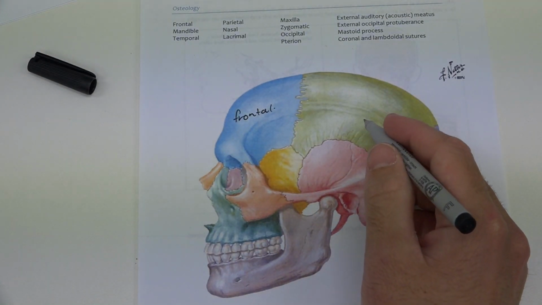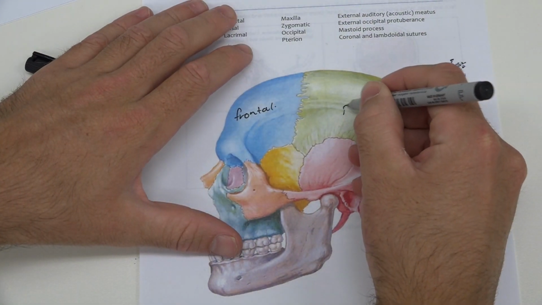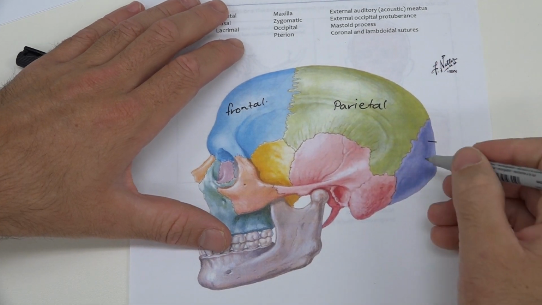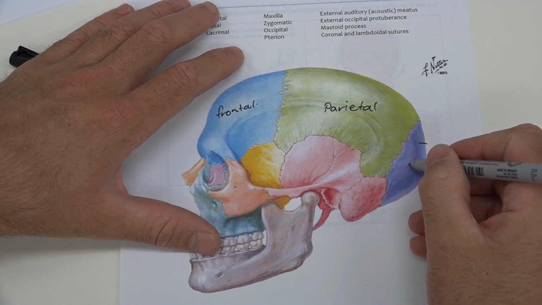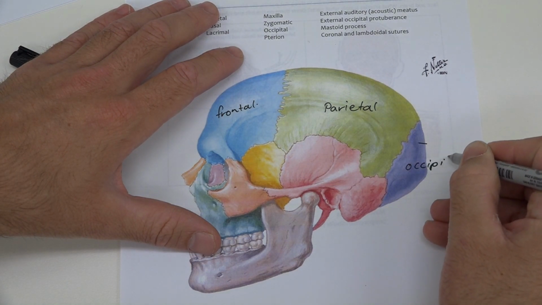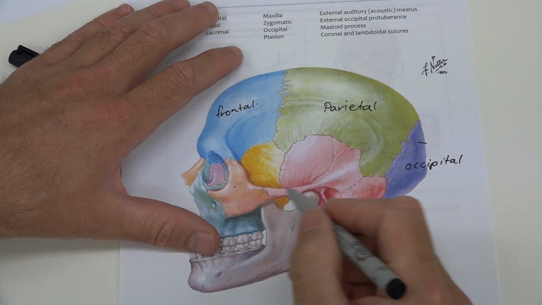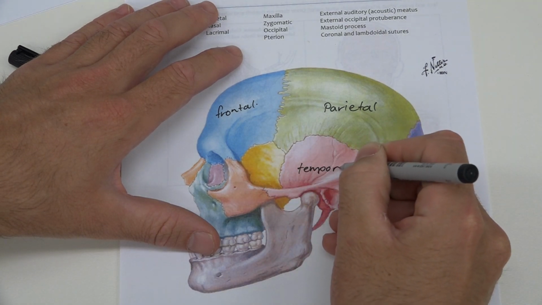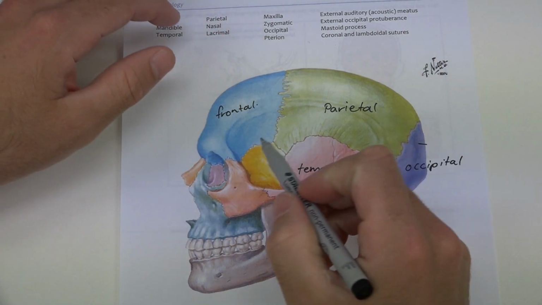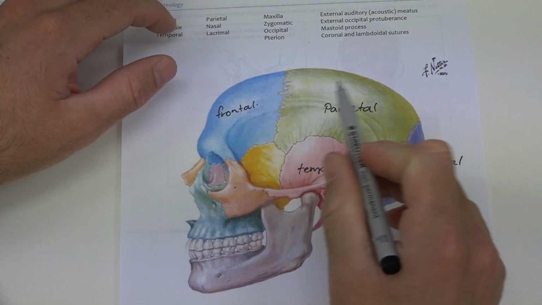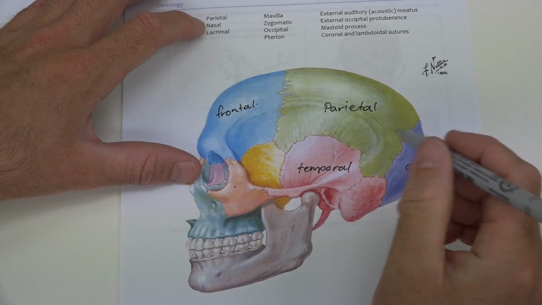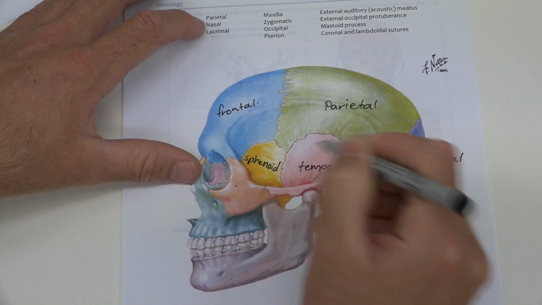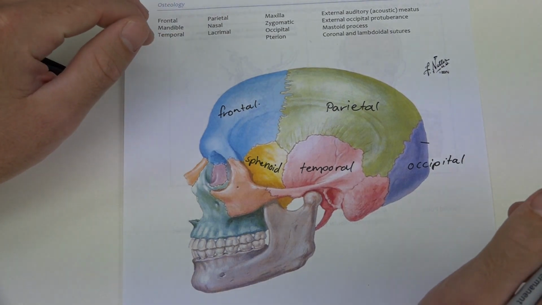This green one here we then call parietal. The purple one at the back, occipital. Then all of this pink one here is called the temporal. So what we've got here are the main bones which make up our cranium. The sphenoid here is then another bone which makes up your cranium.